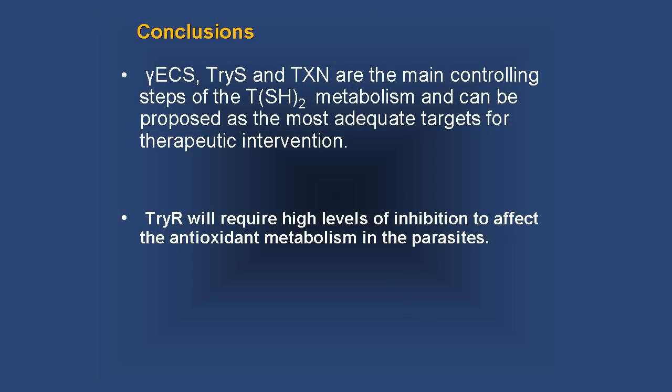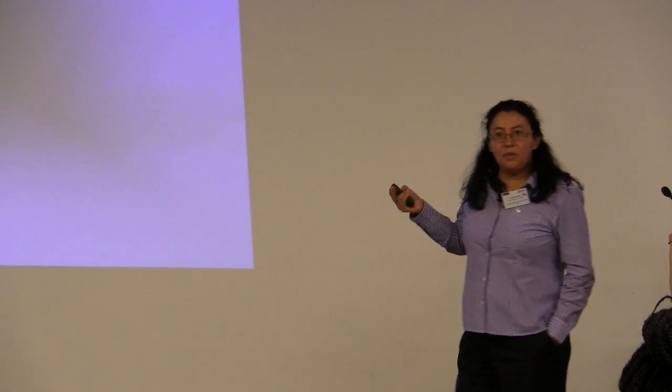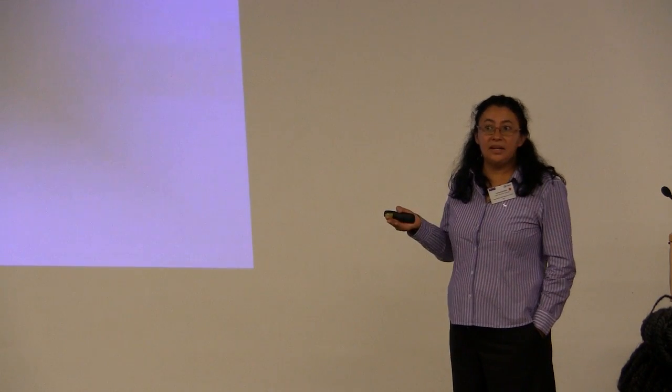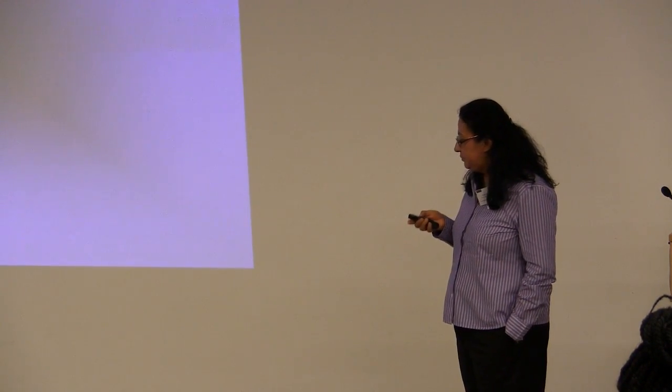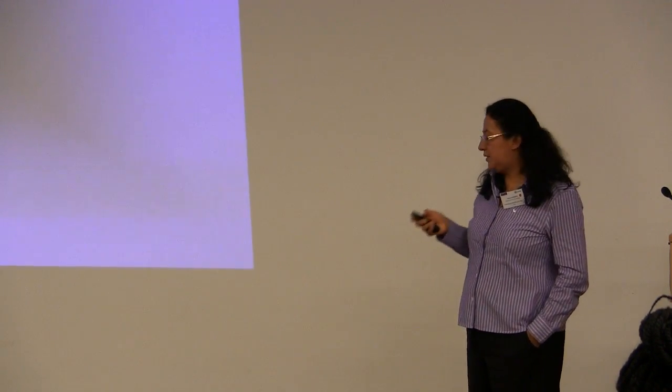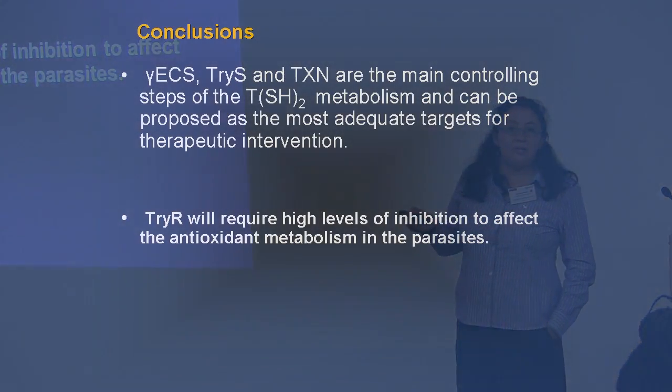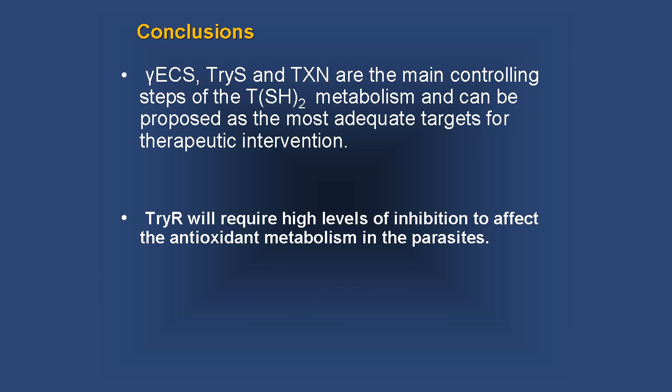So the conclusions of this work are that gamma-glutamylcysteine synthetase, trypanothione synthetase, and the tryparedoxins are the main controlling steps of this pathway. And these can be proposed as the most adequate drug targets from a metabolic point of view. Instead of targeting 10 enzymes, I just reduce to a number of 3 enzymes. Whereas trypanothione reductase, which is a very popular enzyme for drug target studies or drug design inhibitors, will require high levels of inhibition to affect the antioxidant pathway.